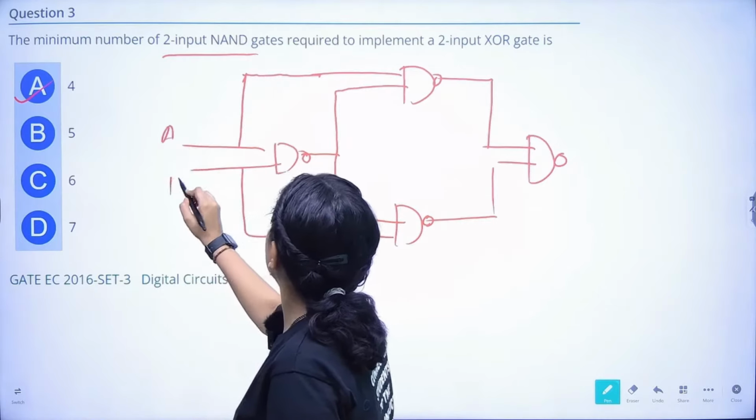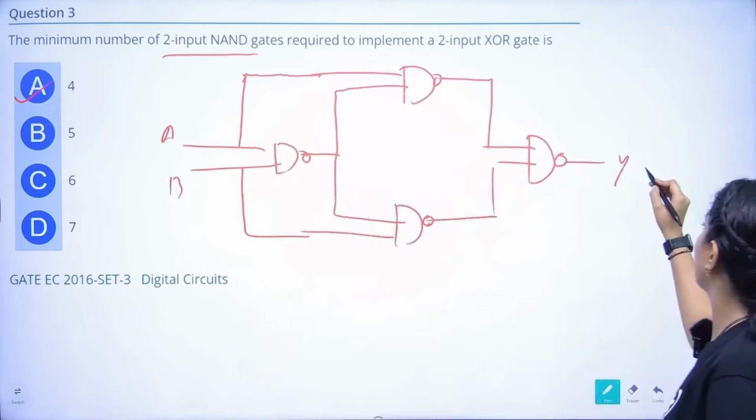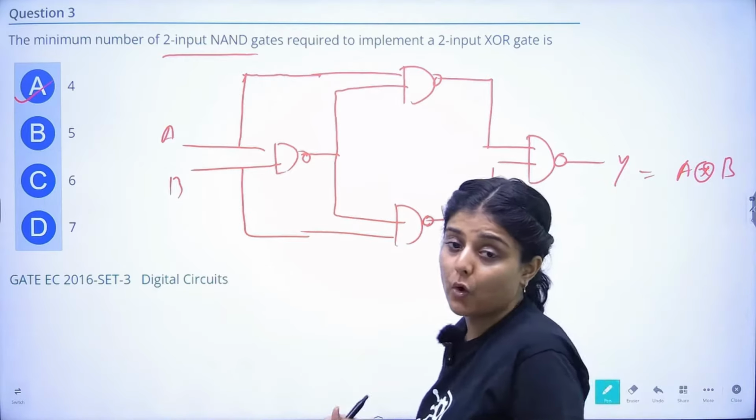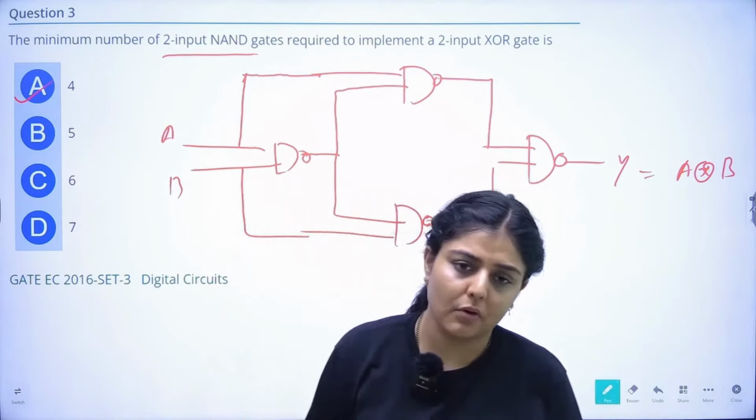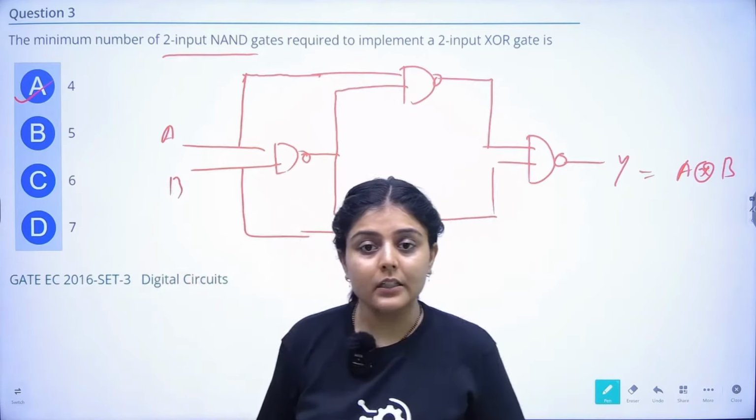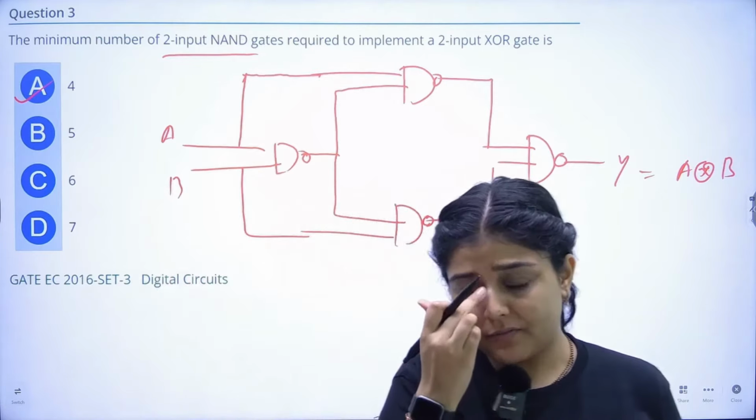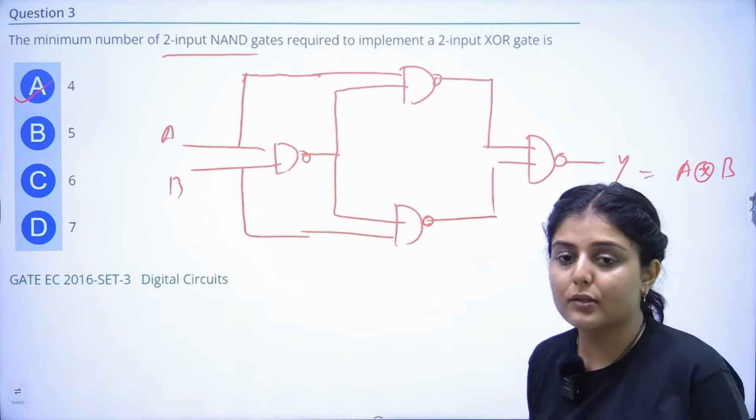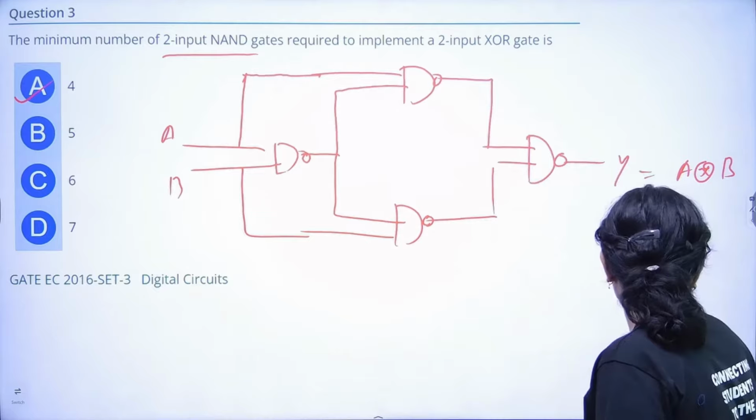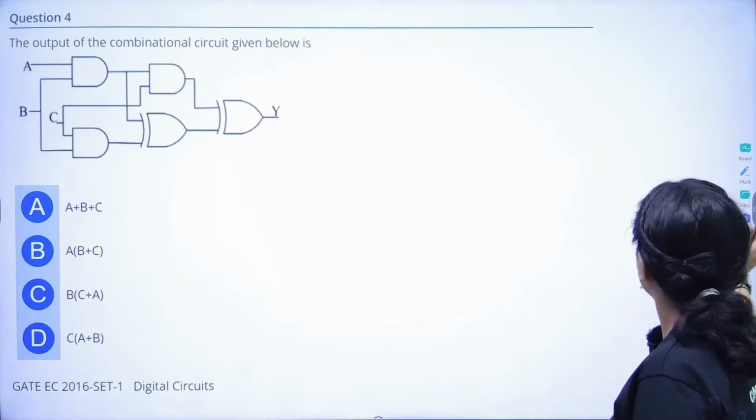This is A and B, and this output Y is nothing but A XOR B. So by using 4 NAND gates we can implement an XOR gate, right? And similarly for an XNOR gate also, we need only 4 NAND gates, right? Moving on to the next question.